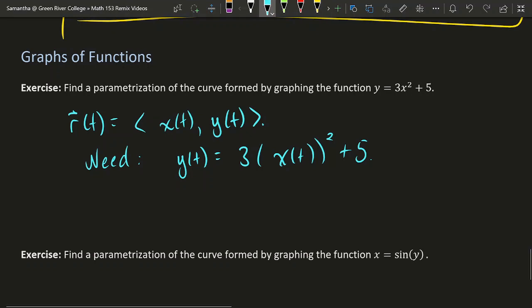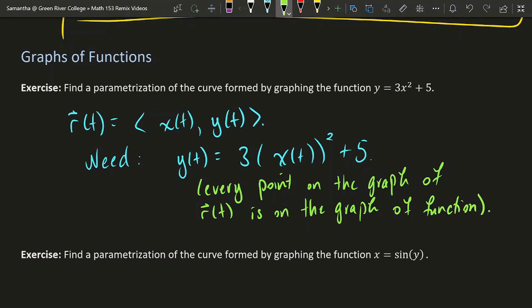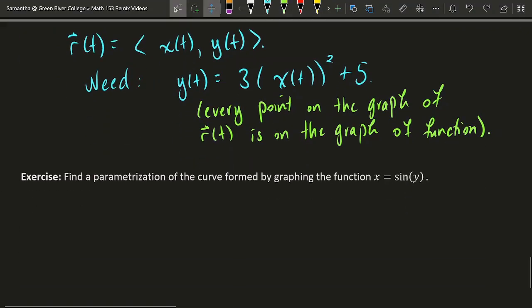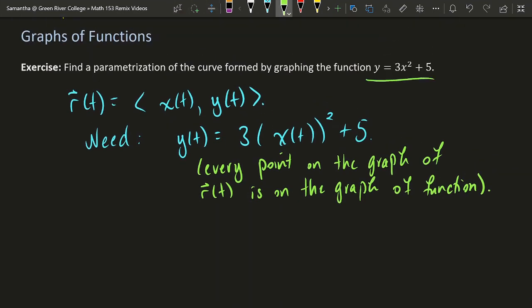That is necessary so that every point on the graph of the parameterized curve is on the graph of the function. The outputs of my parametrized curve, the x and y components, will satisfy the equation, which means that that will be a location that's on the graph.